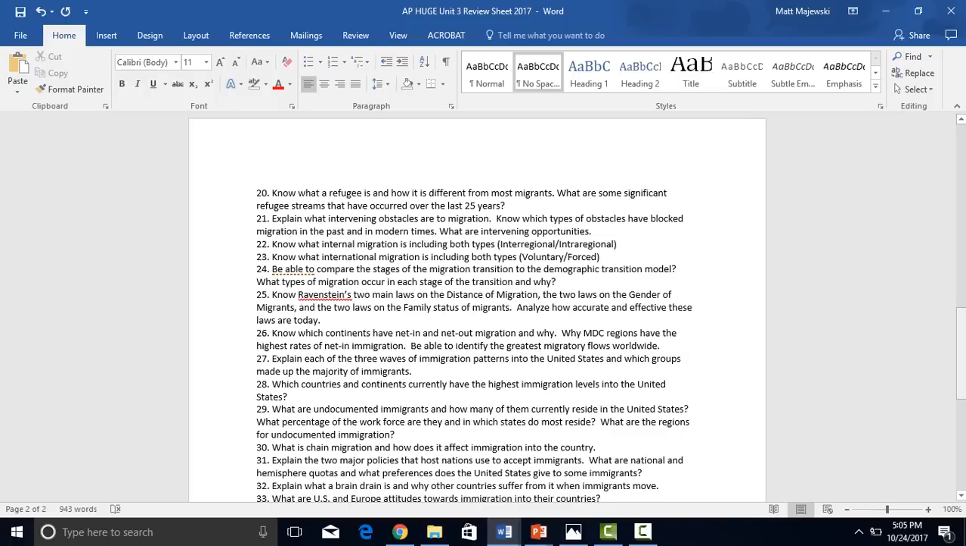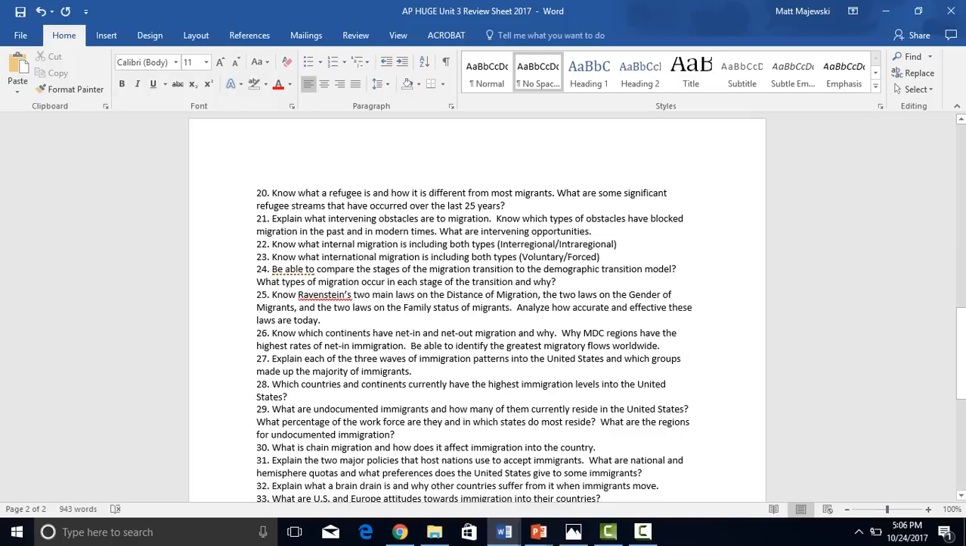The United Nations recognizes refugees, again, as people who are escaping persecution and or conflict where their safety is at risk and they are unable to return to their homeland. That means it's different than most migrants because they don't really have as much of a choice in the matter, and more importantly, they don't really have an option to go back home, unlike most migrants who do technically have the ability to return back to their country of origin should it be needed. What are some significant refugee streams that have occurred over the last 25 years?